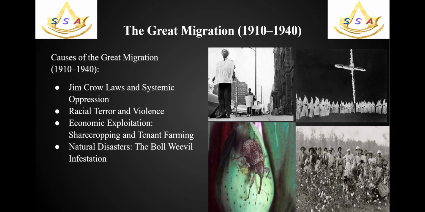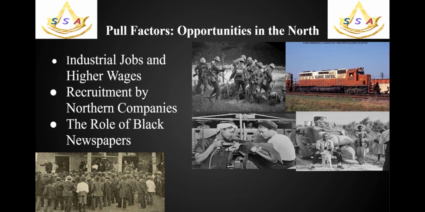You also had natural disasters, such as the boll weevil infestation. In the 1910s, the boll weevil infestation devastated cotton crops across the South. The insect destroyed over 60% of cotton yields in some areas by the mid-1910s, worsening the economic plight of Black farmers. With fewer employment opportunities and increased destitution, migration to the North became a financial necessity for many families. And then the pull factors.